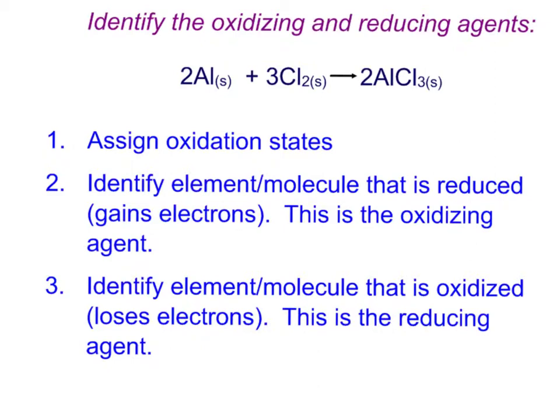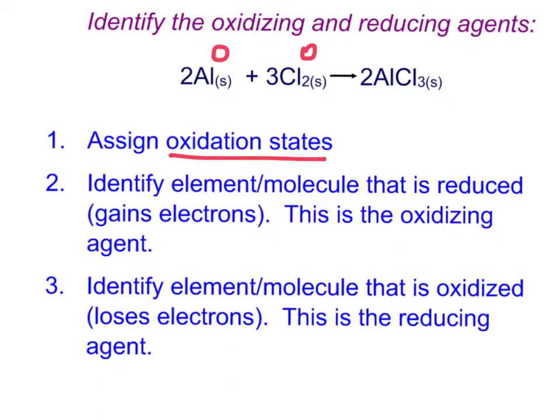So how can we identify the oxidizing and reducing agents? Let's work through a problem. First, we need to assign the oxidation states. Okay, that's the very first thing we do. We know these are elements. They have oxidation states of 0.